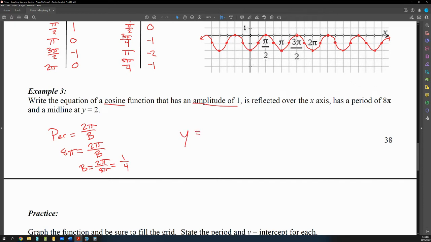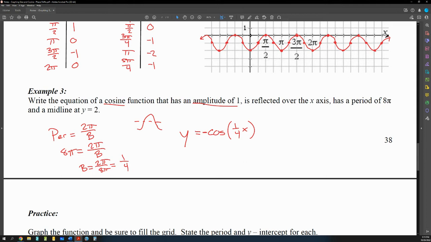I have y is equal to, the first number is going to be our amplitude. Well, our amplitude is 1, so there's not going to be any scalar multiple in front of my trig function. There's not going to be a vertical stretch. We have that it's reflected over the x-axis, so that's going to be my negative cosine. So remember, that graph is going to start at a minimum, come up, hit a maximum, and then return to a minimum. We have cosine of the b value, 1/4 x, and then we have a midline of 2.